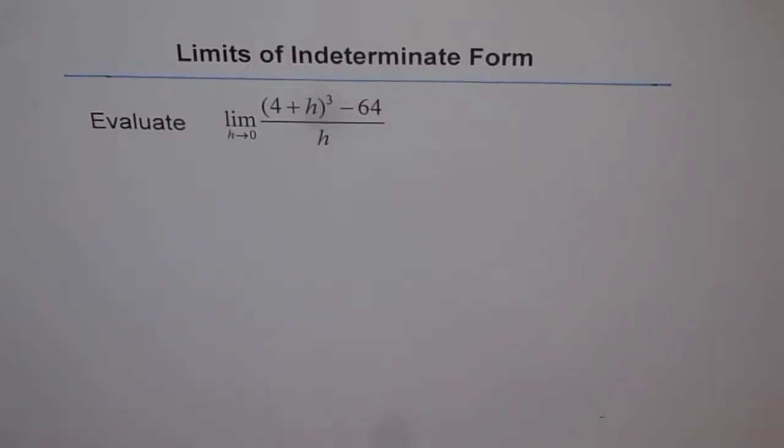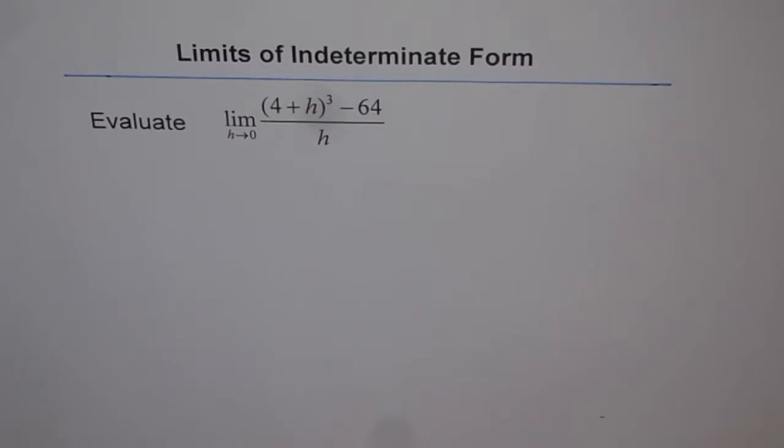Limits of indeterminate form. Here are a few examples which we'll try to solve by simplification. First, I will show you that these are actually indeterminate forms. What do we mean by indeterminate form? We mean that when we try to substitute the limiting value in our function, we get 0 over 0, which is mathematically not meaningful. Then we say that it is indeterminate form. At this stage, the limit may exist or may not exist.